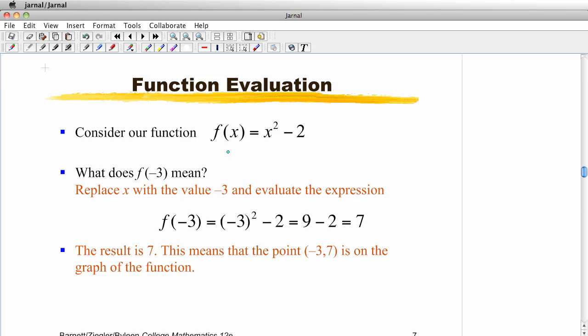So this is simply what you do. f of -3 just means take this expression and change the x to -3. So that's all that's happened here. The term that was an x became -3, and then we just evaluated it and got 7. So the result is 7. So 7 is the y coordinate that goes with the x coordinate of -3 on the graph.